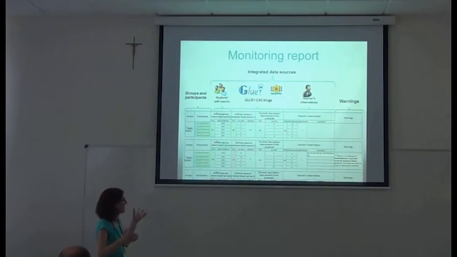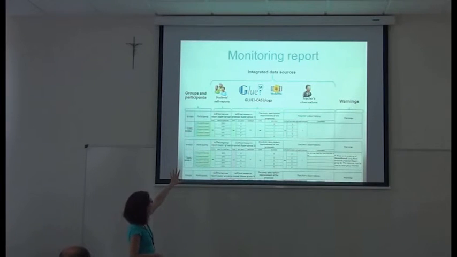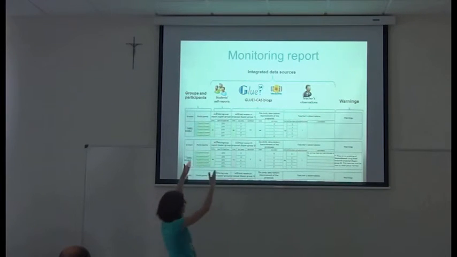As you can see, this is not very visual, but it's quite easy to interpret. It's a table, and here we have the groups and students. In the middle we have the different sources of information used by Glimpse.